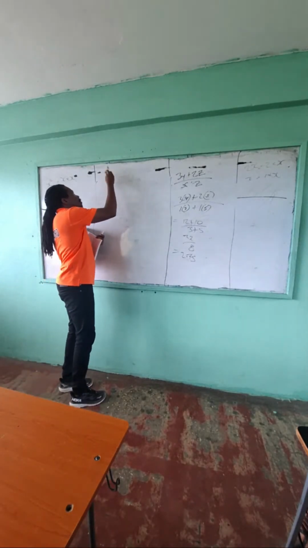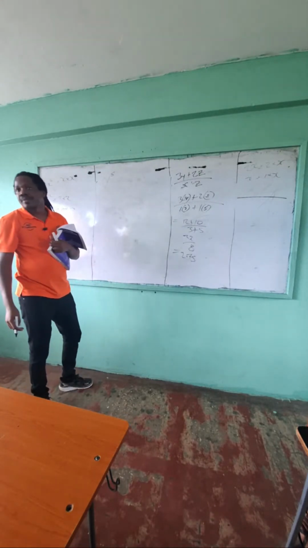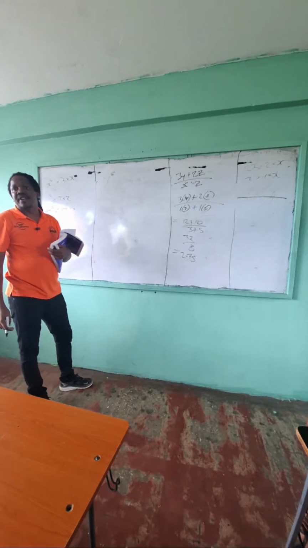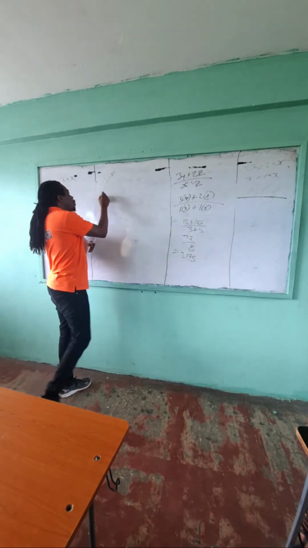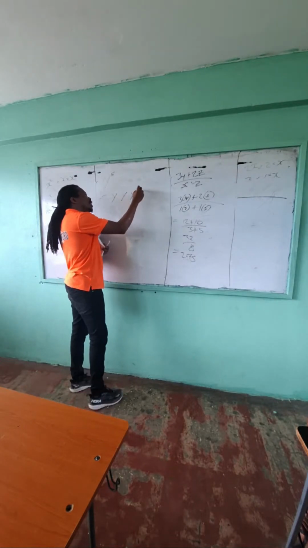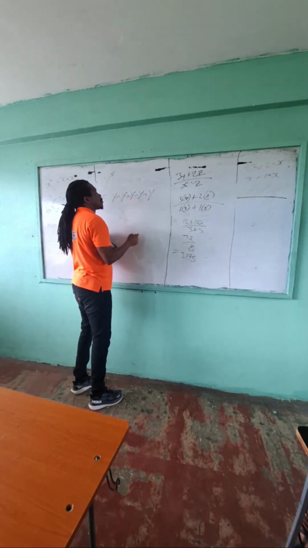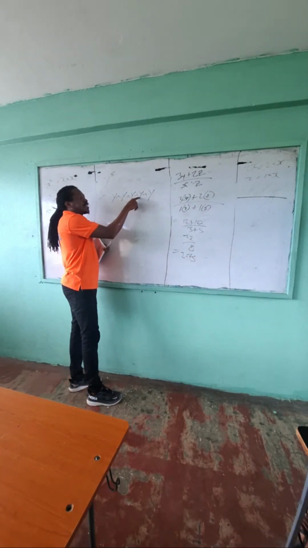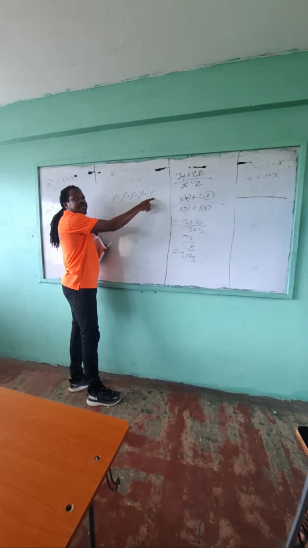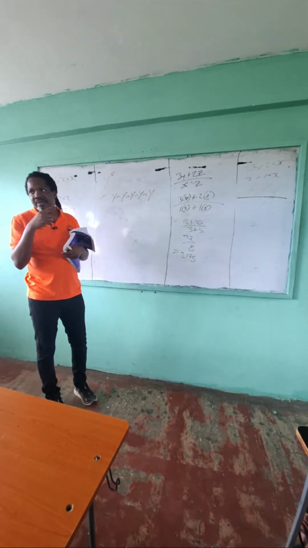Y to the 5th power just tells you how many y you have to write. How many y you have to write? 5. 1, 2, 3, 4, 5. Y times y times y times y times y. Are you understanding what I'm saying?